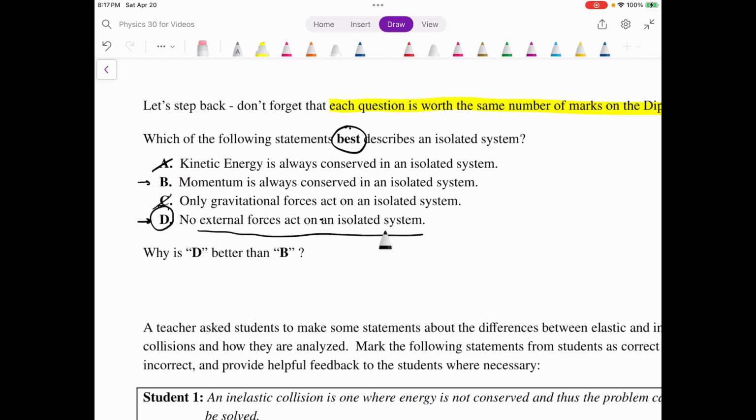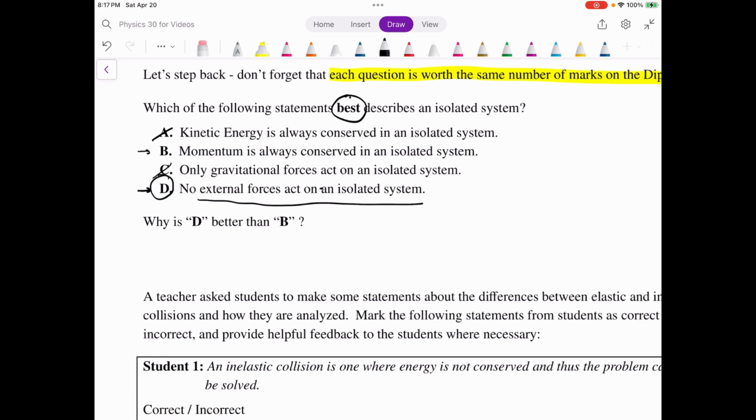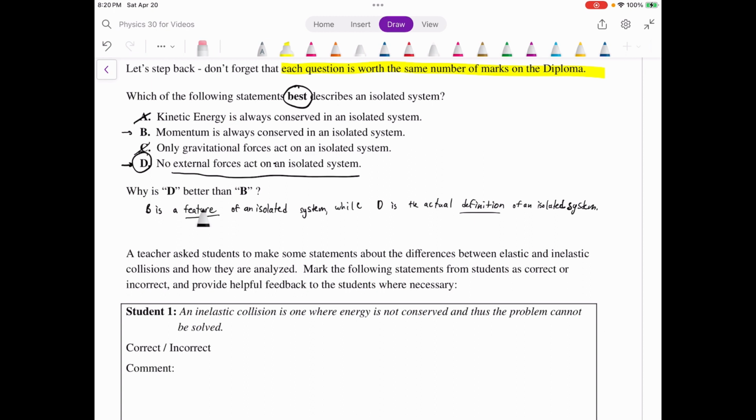If you were to say, I have brown hair, that's true, right? But is it the best description of who I am? A better one would be to actually talk about who I am, what I do, my job, stuff like that, versus just saying I have brown hair. Not that it's not true, but D is the literal definition, whereas B is just a feature of an isolated system. So giving a feature versus the actual definition, that's why D is the best answer here. Not that B is wrong, but it's not the best answer out of the options given.